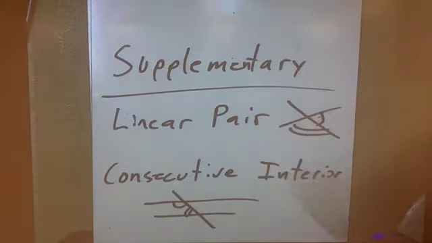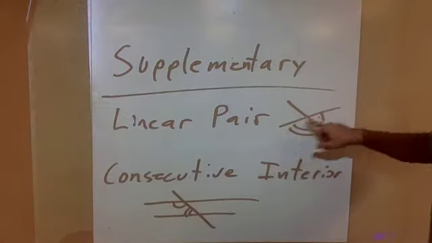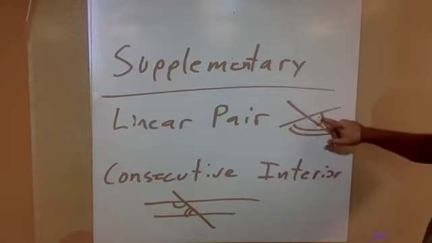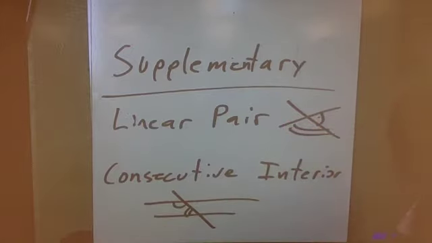There's 180 degrees in a protractor. This is a straight line. So from here to here is 180 degrees. You've just split it up into 2 parts that add up to 180.